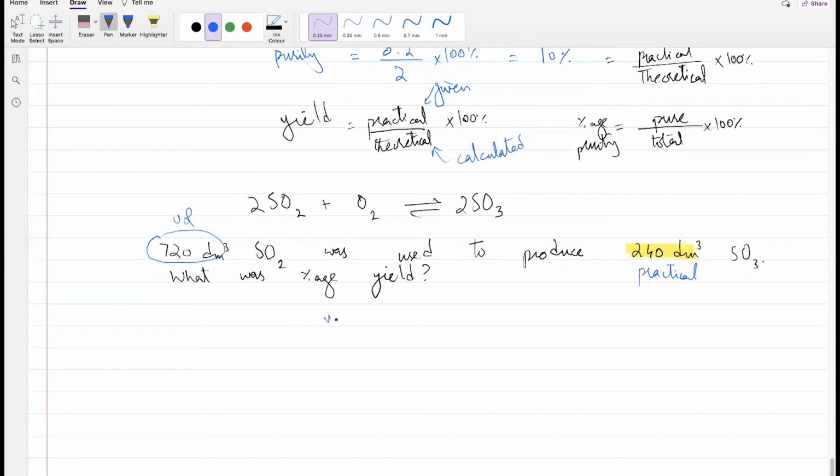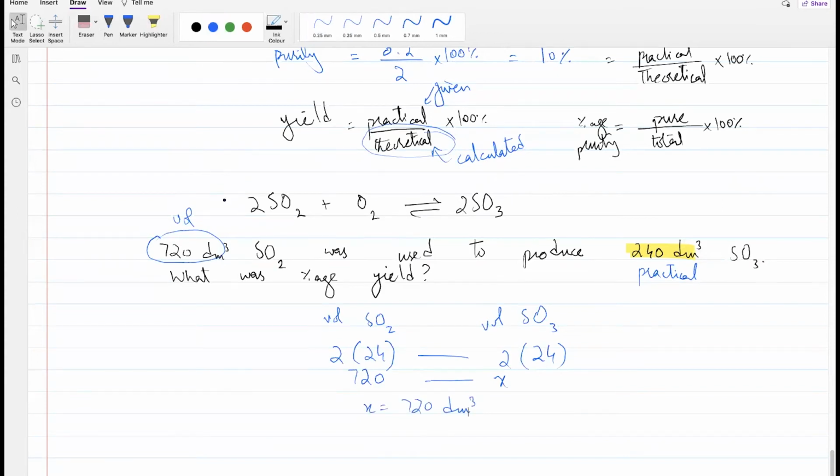So we are comparing volume of SO2 with volume of SO3. So we do 24 for this as well. 720 here, because you have to calculate the theoretical value. वो x है, वो हम calculate करेंगे. तो हमें पता लग जाएगा, आप calculation cross multiply कर लो, you will figure out that it's actually 720 dm cube. And makes sense, वो 720 है तो ये भी 720 होना चाहिए, because mole ratio is the same. And for gases, mole ratio is the volume ratio.